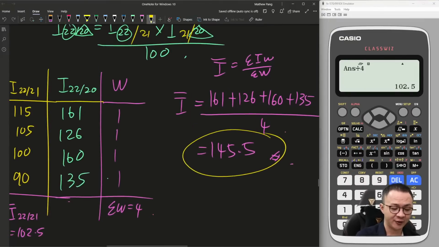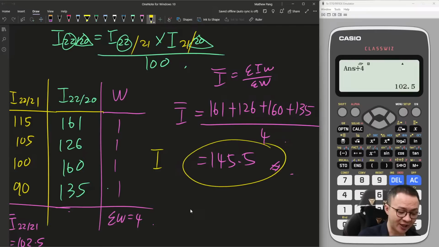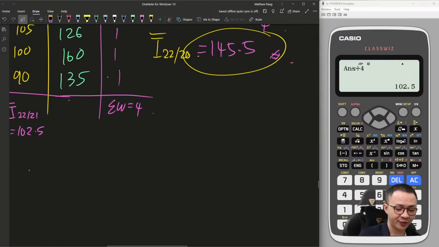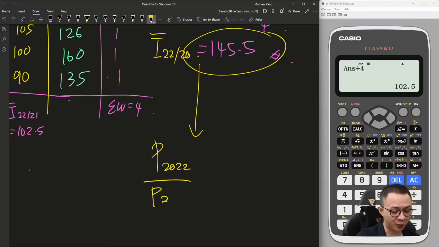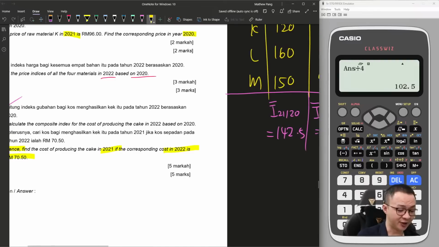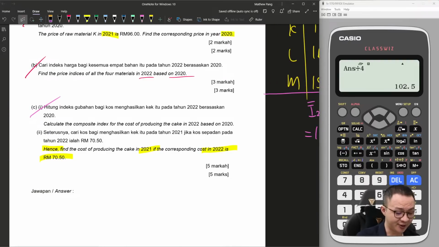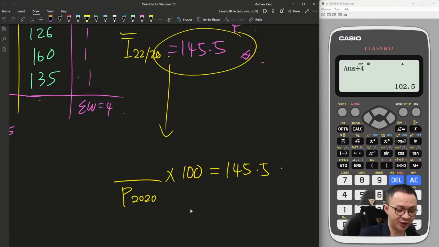Okay, now because the question wants me to use the 145.5 to solve, because this one is the composite index for 22/20, right? Let's do it. So this one is also an index number, right? So price for 2022 divided by price for 2020 times 100 should equal 145.5. Just now we have 1 of the years. I believe they give us 2022, 70 ringgit 50 cent. So here is 70 ringgit 50 cent. So from here I can get the price for 2020.